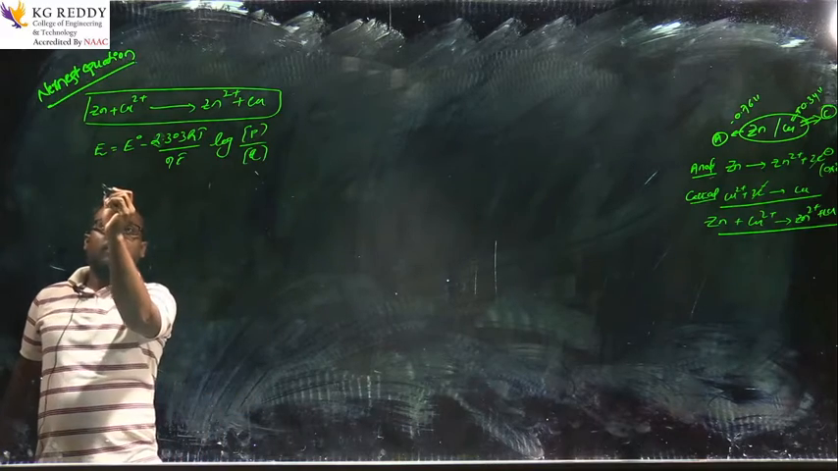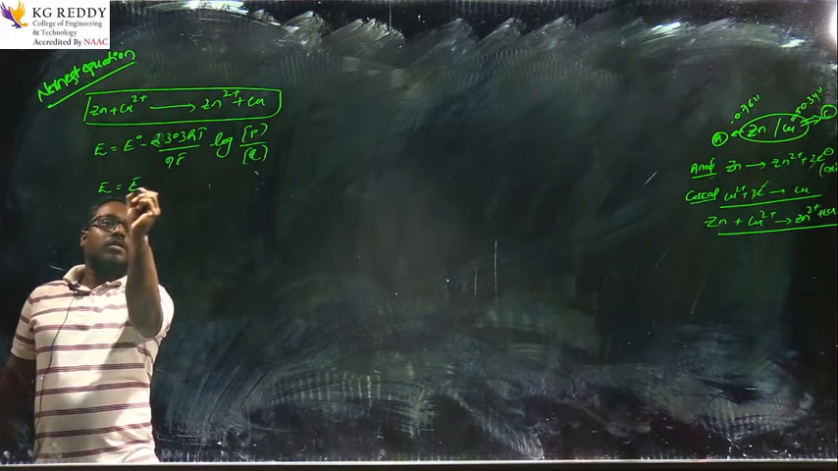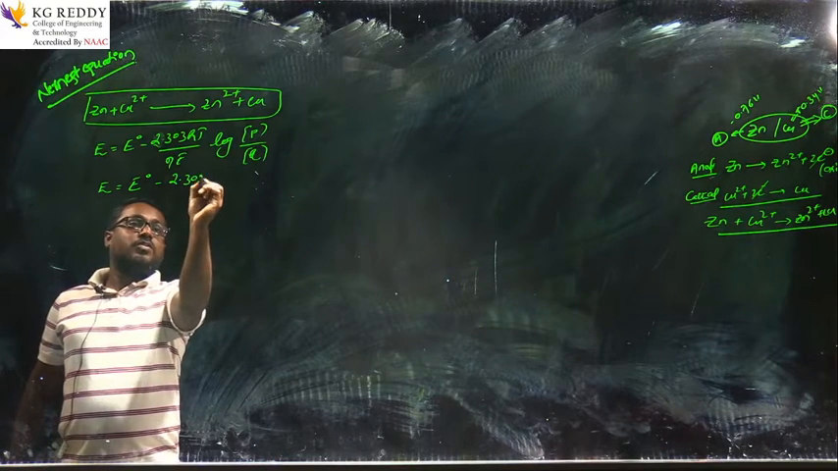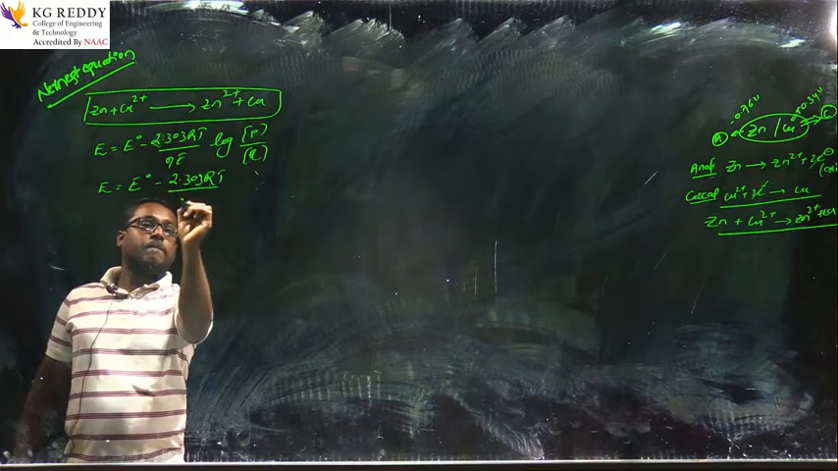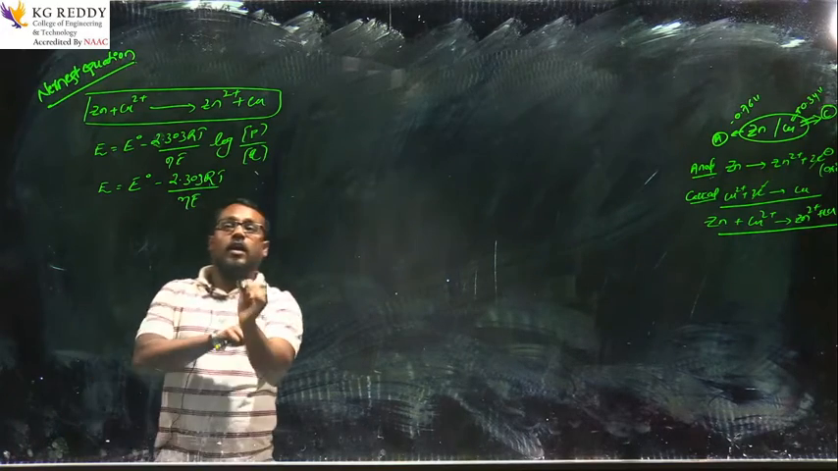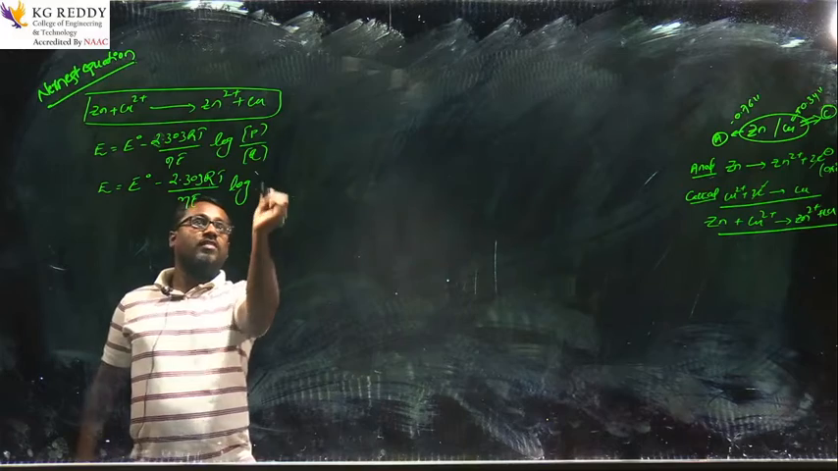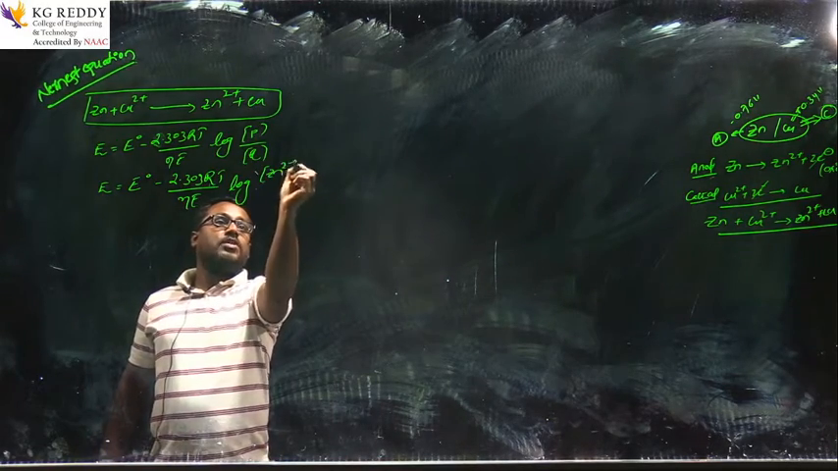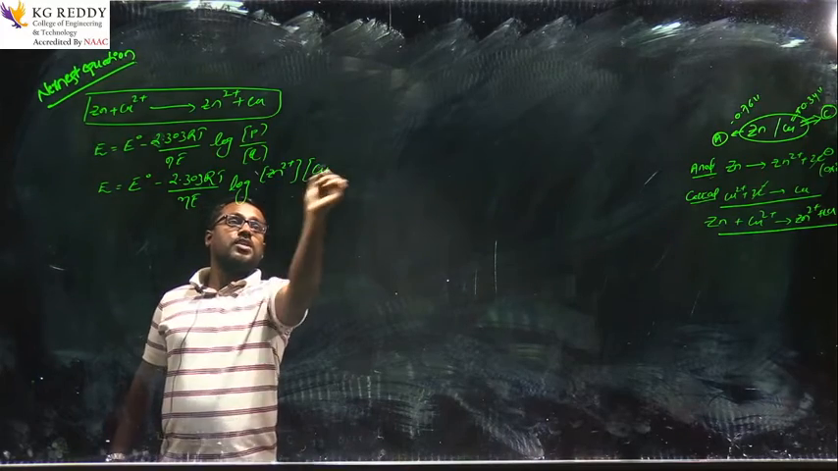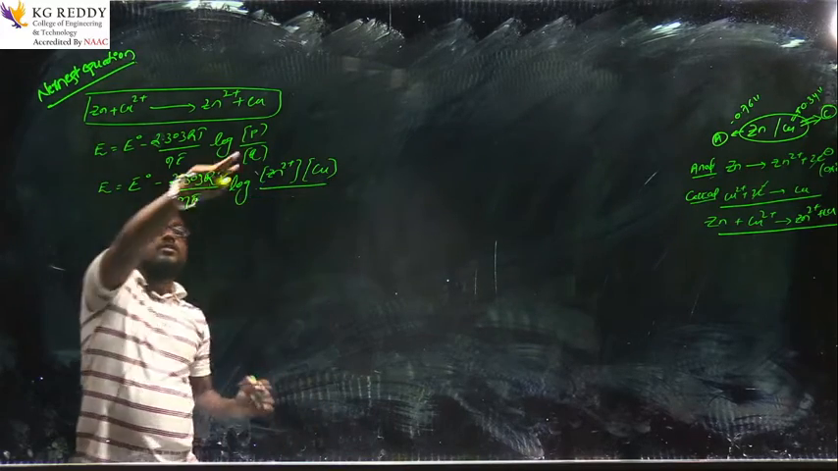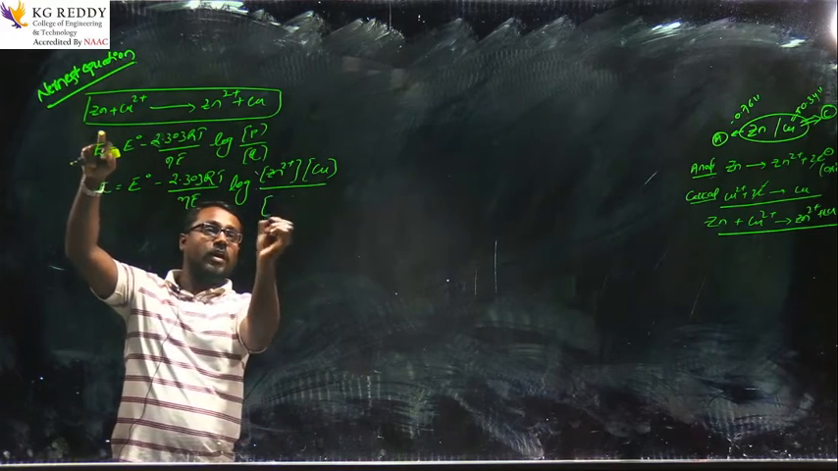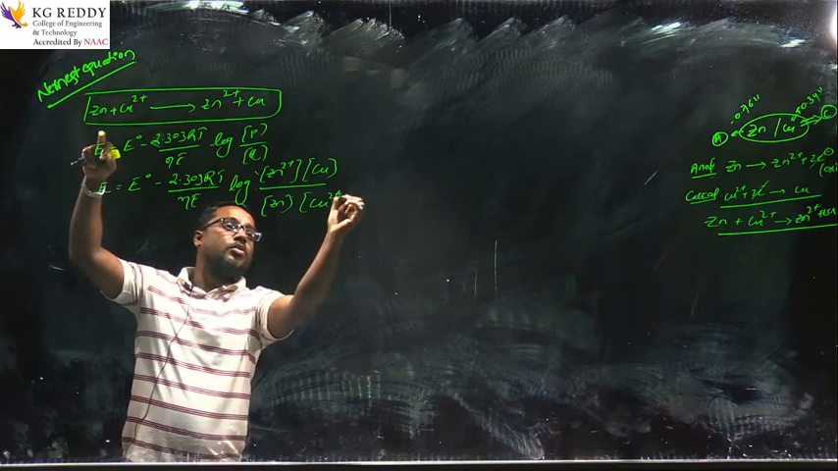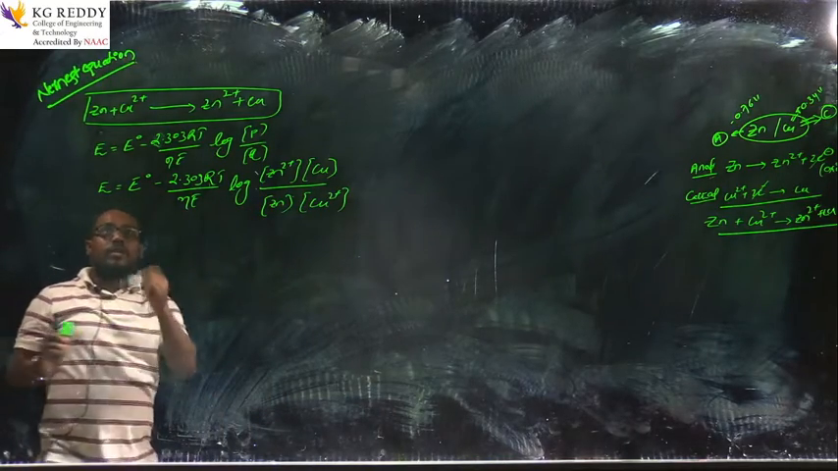Using this chemical reaction, how are we going to write it? For example, E equals E naught minus 2.303 RT by nF, and log of concentration of product, meaning we take the concentration of Zn2+ and the concentration of Cu, divided by the concentration of reactant, meaning the concentration of zinc and the concentration of Cu2+.